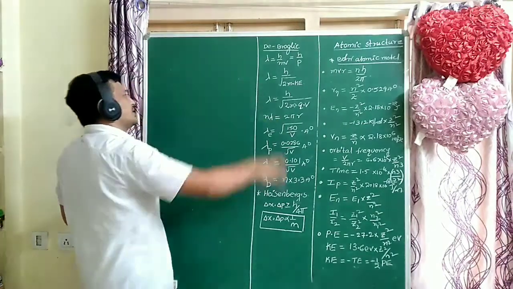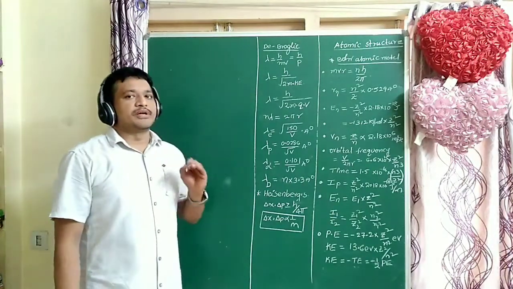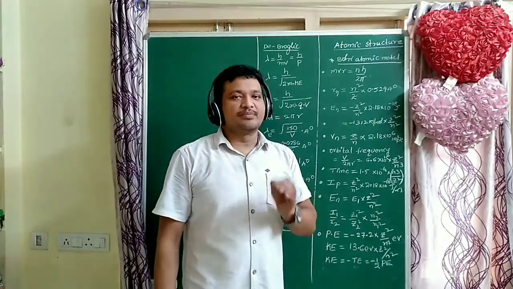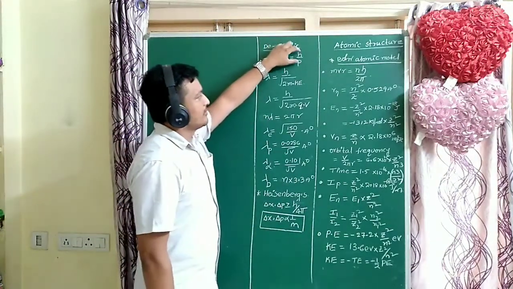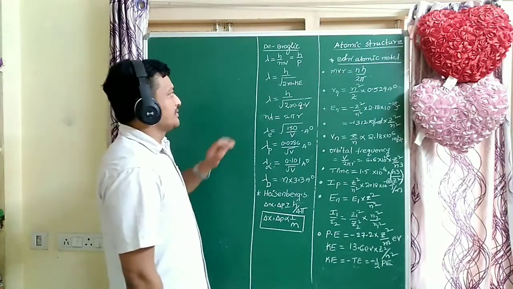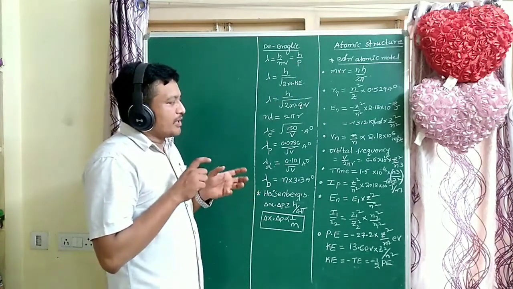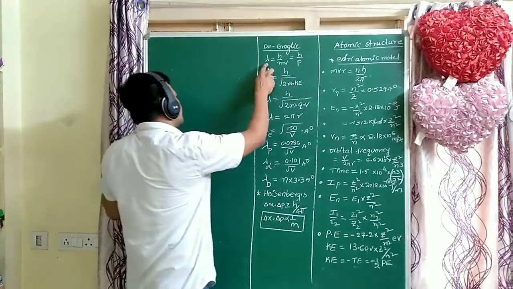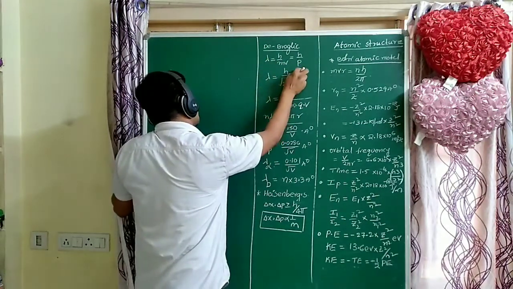What is the de Broglie theory? The de Broglie theory explains the dual nature of matter. The relation between wave nature and particle nature gives one relation: lambda equals h by mv. That means the wavelength of fast moving particles is inversely proportional to momentum. Lambda indicates wave character, whereas momentum indicates particle nature. The two are inversely proportional.